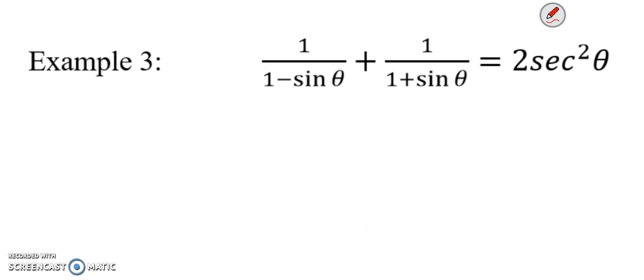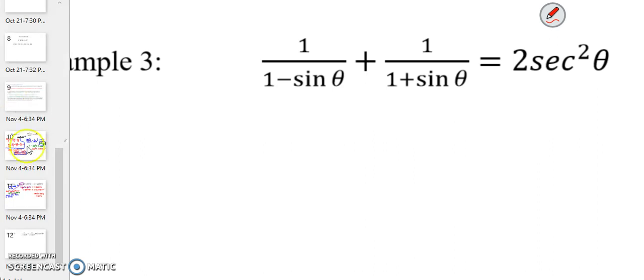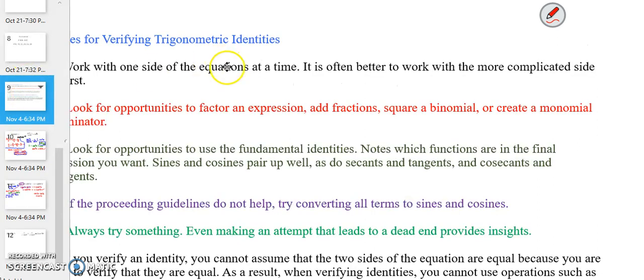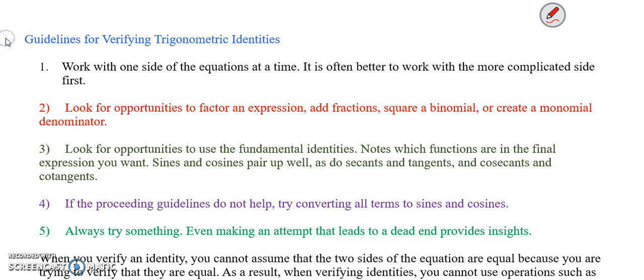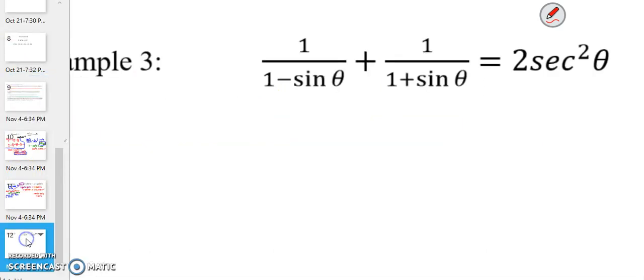Now, again, the most complicated side is the left side here, because you have two fractions going on, all that good stuff. So I'm going to jump back again to our rules, or guidelines, I should say. Number 2 says, look for opportunities to factor an expression, add fractions, square a binomial, or create a monomial denominator. On this problem, example 3, you have two fractions going on. So we can add the two fractions together, but we'll just have to make sure that we have common denominators to do that. That's the only way that you can add fractions.